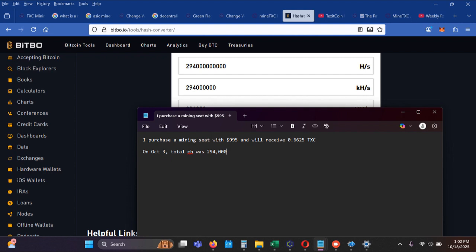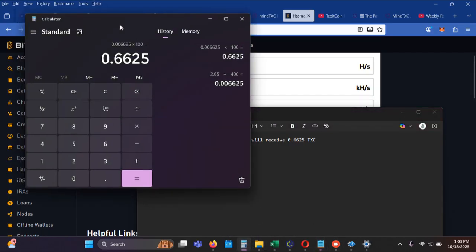Okay. Now, keep in mind that I've bought into TexitCoin mining on October the 3rd, and let's say it was right at the tip of the morning, so I'm able to get it for that full day. What does that mean, guys? That means for the day of October the 3rd, I own 100 mega hash. Therefore, my percentage of the total mining is 100 divided by 294,000. Okay, and let's see what that comes out to.